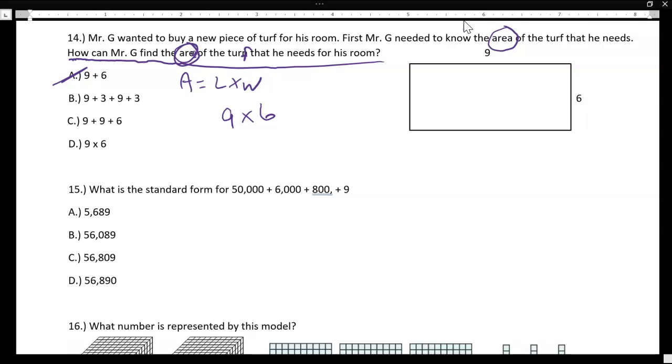What about B? 9 plus 3 plus 9 plus 3. Can we do a perimeter? No, there's no 3. Because if we were doing perimeter, this is 9, this is 9, and if that's 6, this is 6. There's no 3. Okay? What about C? 9 plus 9 plus 6. Right. So our answer is D.